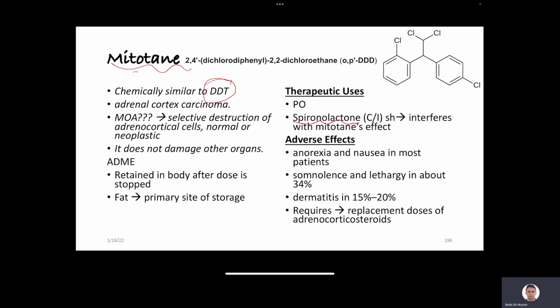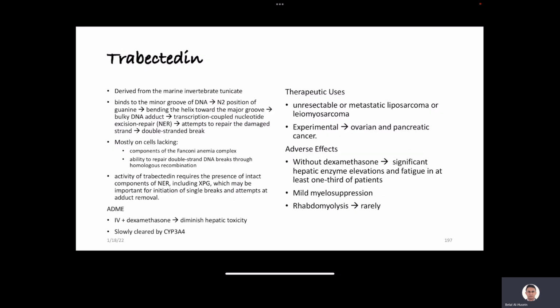When you destroy the adrenal cortex, you have to replace the adrenal cortex hormones, which are mineralocorticoids and glucocorticoids. You have to keep that in mind, of course. Trabectedin is a relatively new drug. It was extracted from a marine invertebrate called tunicate. It's like a sea sponge or something like that.